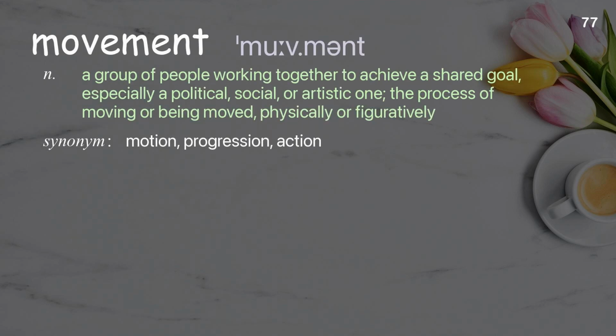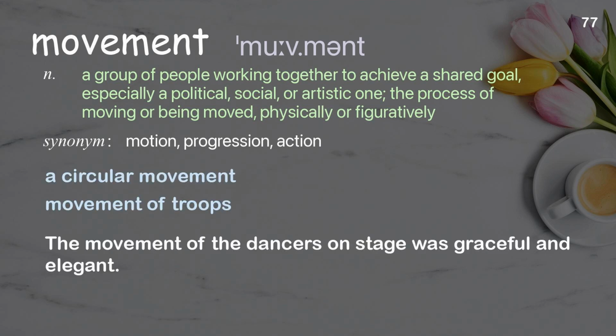Movement: a group of people working together to achieve a shared goal, especially a political, social, or artistic one, the process of moving or being moved, physically or figuratively. Examples: a circular movement, movement of troops. The movement of the dancers on stage was graceful and elegant.